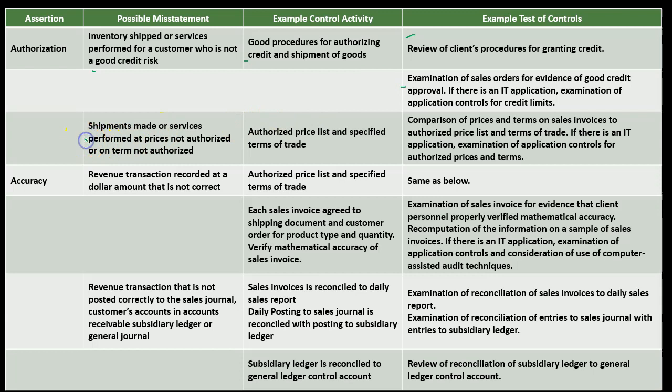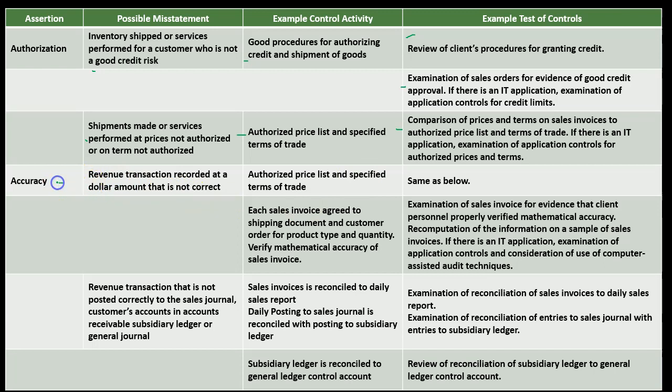The next possible problem with relation to authorization: shipments made or services performed at prices not authorized or on terms not authorized. What's the internal control related to it? Authorized price list and specified terms of trade. So we have an authorized price list, specified terms of trade. How can we test that as the auditor? Testing the control: comparison of prices and terms on sales invoices to the authorized price list and terms of trade. And if there's an IT component, we'll take a look at that.